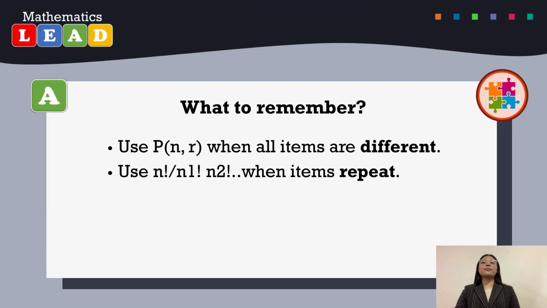So here's what to remember. Use the first formula when all items are different. Use N factorial over n sub 1 factorial, n sub 2 factorial when items repeat. Let us solve a problem involving permutations.